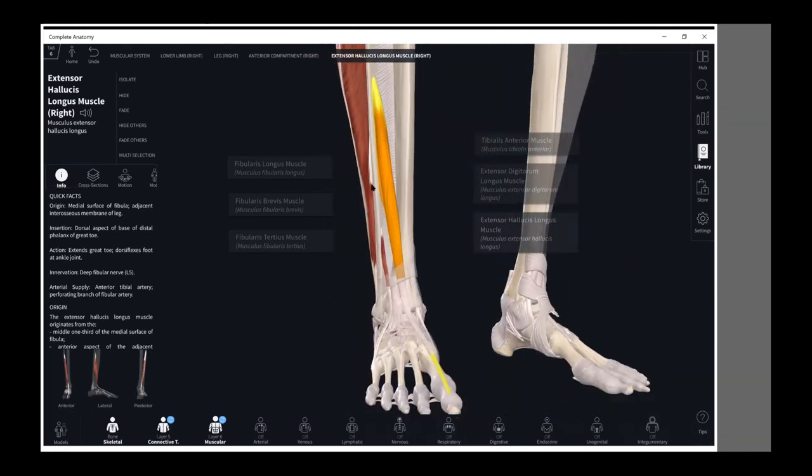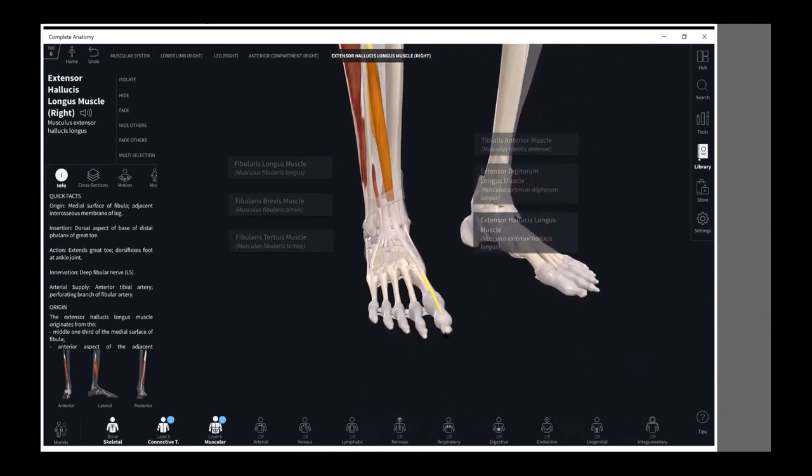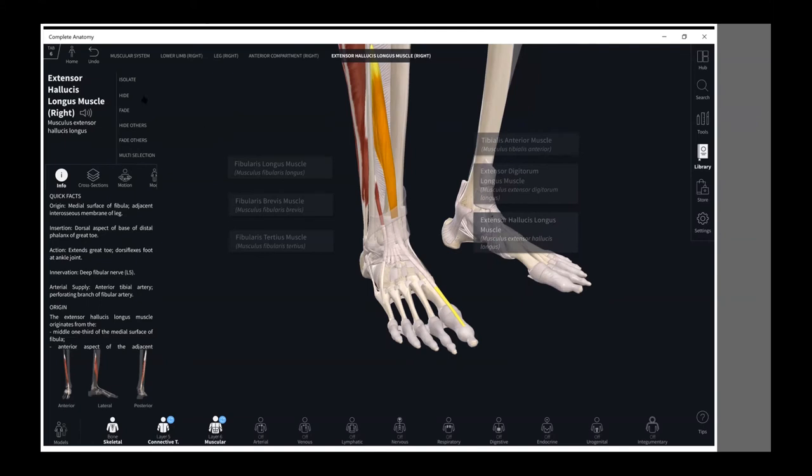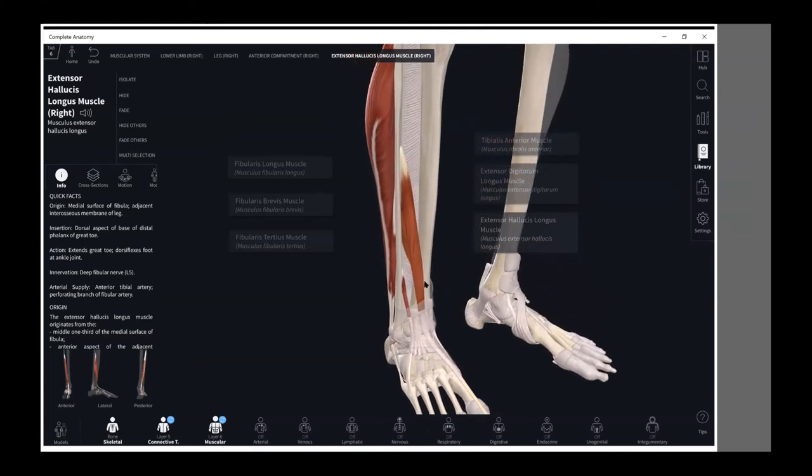Okay, and now the extensor hallucis longus. So here, origin will be the medial surface of the fibula. So whereas extensor digitorum was just anterior, this is going to sit a little bit medial, and it's in the adjacent interosseous membrane of the leg. It inserts in the dorsal aspect of the base of the distal phalanx of the big toe. It extends the great toe and it dorsiflexes the foot at the ankle joint to a lesser degree. Its innervation is the deep fibular nerve with the root of L5. Okay, and I'm going to leave that one in place.